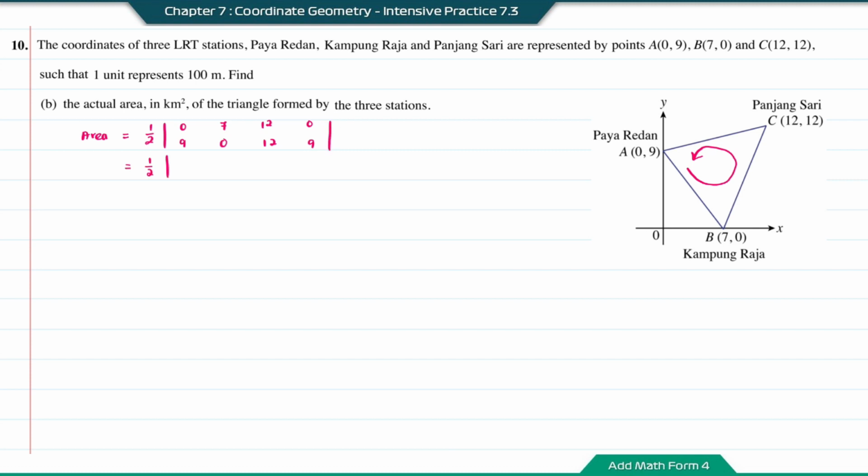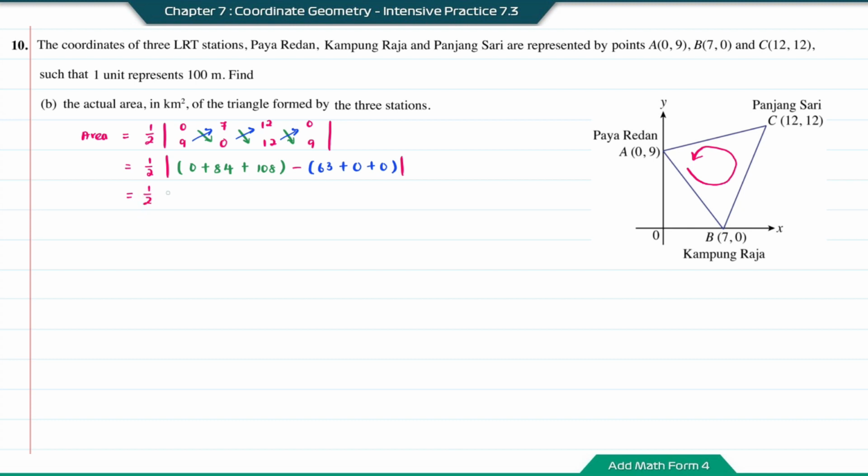So this is equal to 1 over 2. Then we're going to multiply with the sum of all products in these directions. So 0 times 0, here we're going to get 0. 7 times 12 is positive 84. 12 times 9, this one is positive 108. Then we're going to minus the sum of all products in these directions. So 9 times 7 is equal to 63. 0 times 12, this one will be 0. 12 times 0 will be 0.